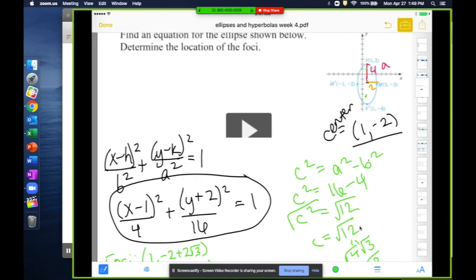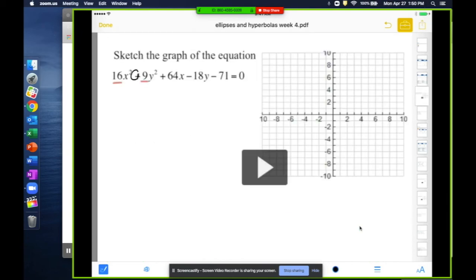Alright, and here you're going to see an equation in conic form, so it's not factored out for us, we have to make it so. I notice that in between the y squared and the x squared term it's a plus, so I know that it's going to be an ellipse because it's always going to have a plus in the middle.